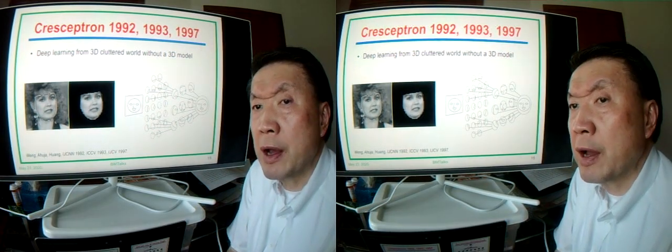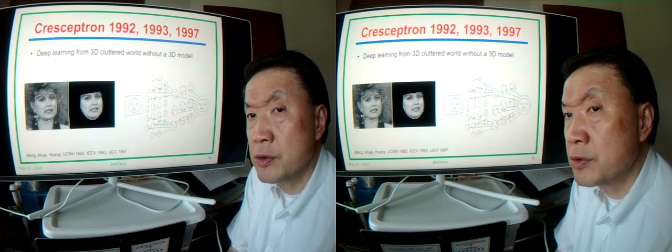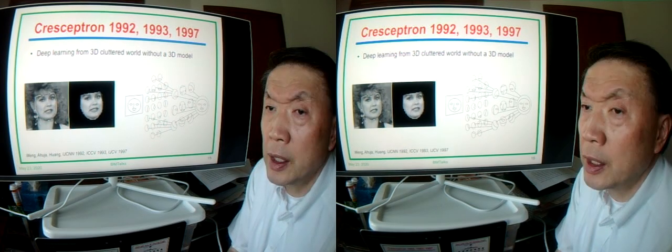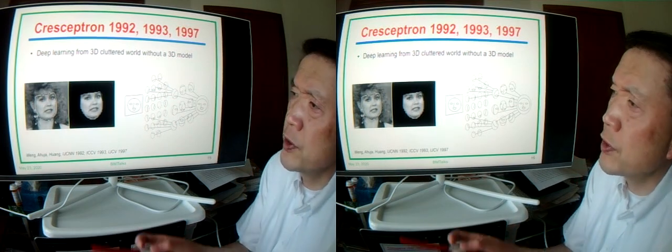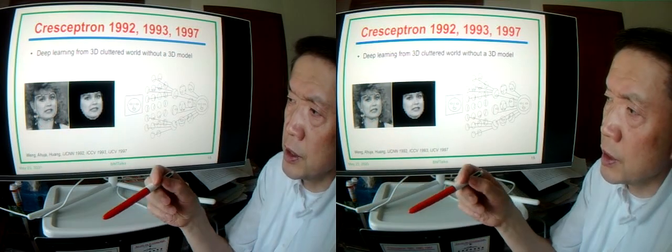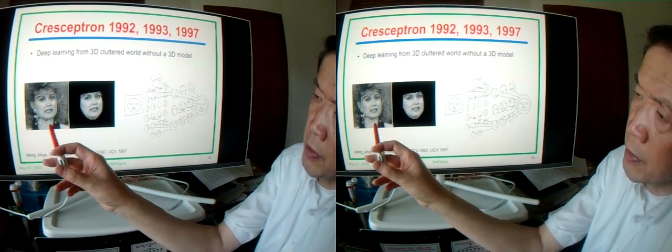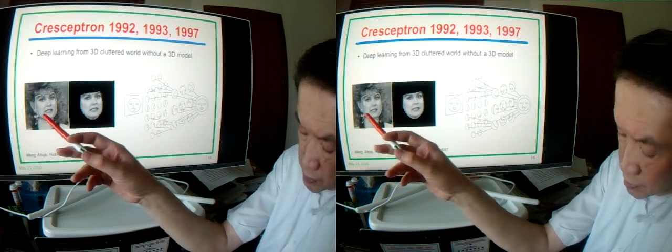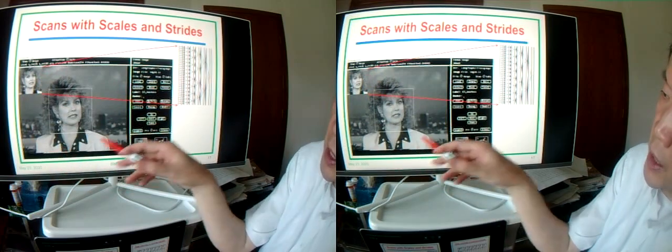Because the aspect graph has a model. Neocognitron by Fukushima assumes a single object in the input. In our case, this is without a 3D model. First of all, it's 3D, because a human face is 3D. If you have a human face, you have a lot of cluttered background. You will see that the cluttered background is much larger over here. Later on, you see that you have many other things going on.